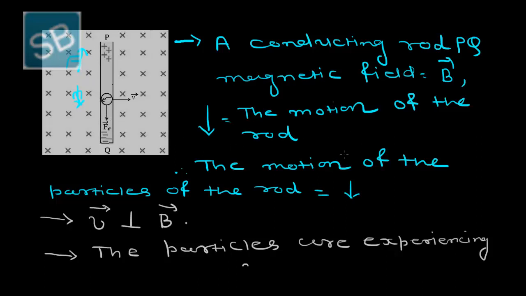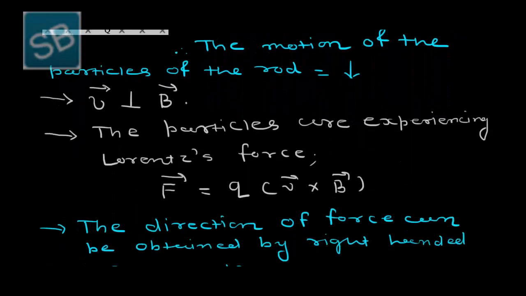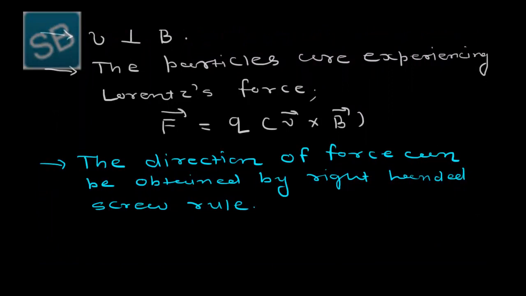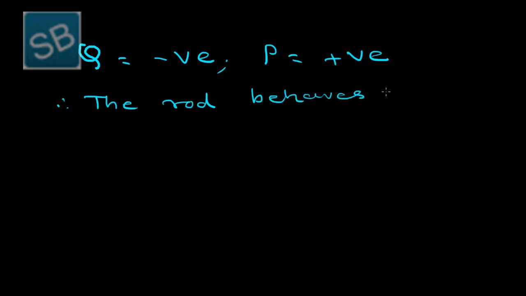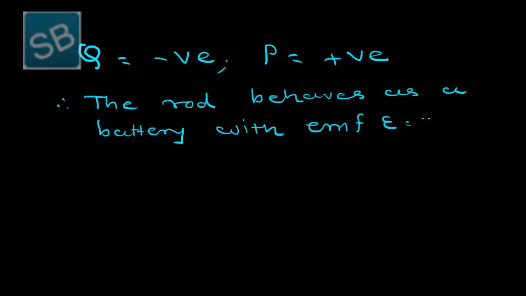Now, whenever the force acts from point Q to point P, the end Q of the rod becomes negative and P becomes positive, and hence the rod behaves as a battery with EMF epsilon equals BLv. And with this, our subtopic of article number 1.6 is over. There is another subtopic which we will discuss in the next class.